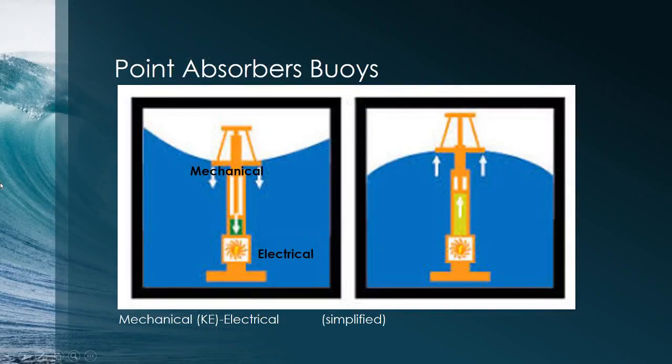Point absorber buoys, in terms of energy transfer, start by transferring the energy of the wave from mechanical energy into another form of mechanical energy, which is the pump, seen here. This pump then pushes water through a turbine, which is also mechanical energy, which then creates electrical energy, which is then sent through a line back to shore.